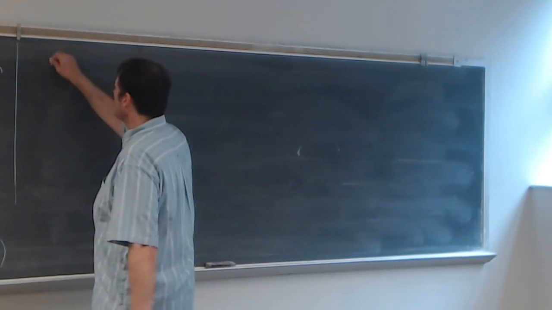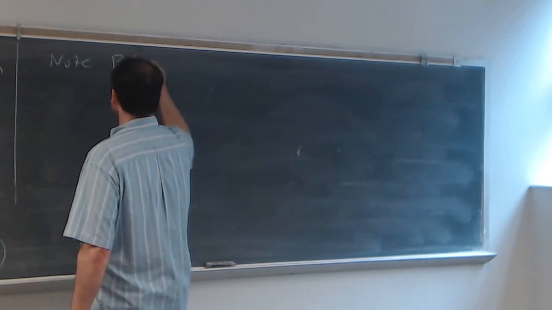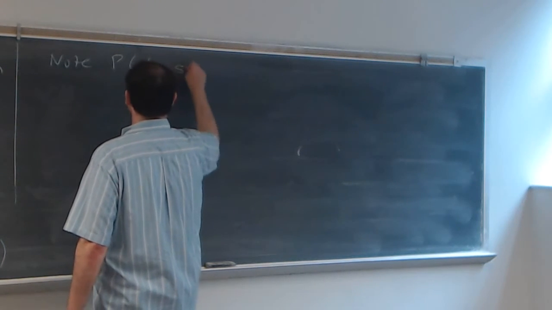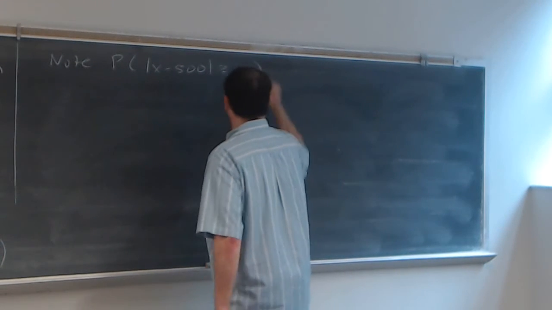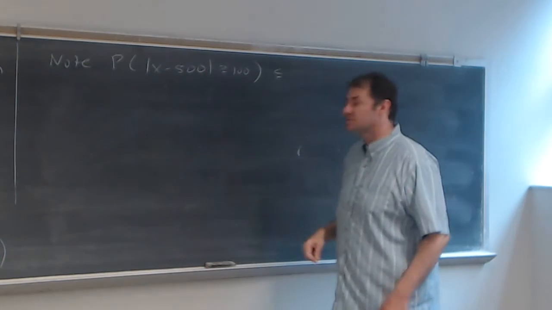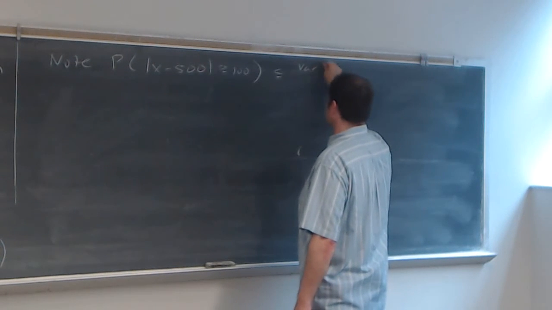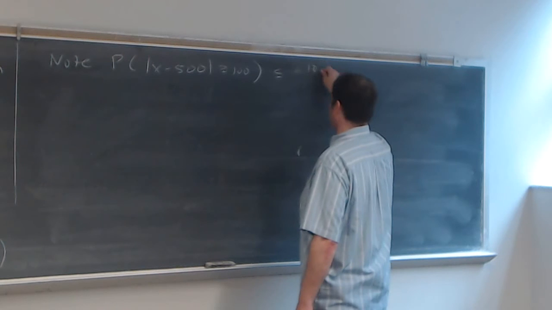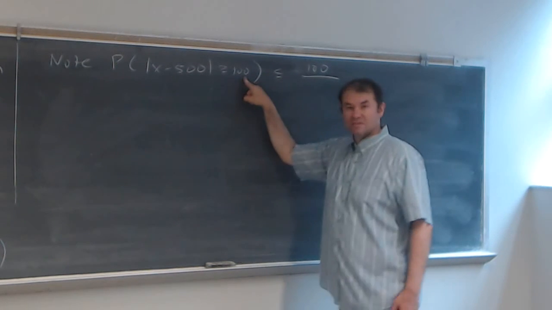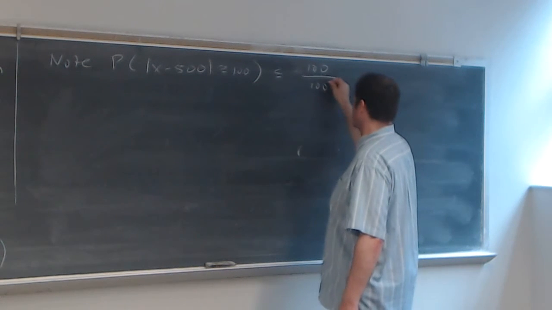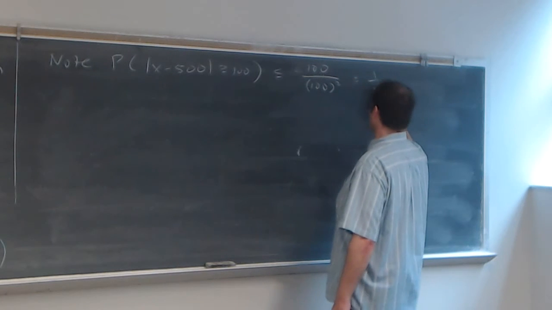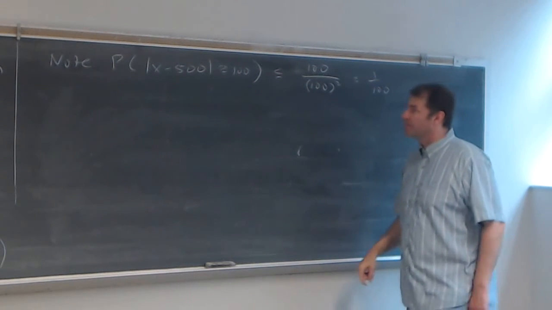So, note, the probability that the absolute value of X minus 500 is greater than or equal to 100 is less than or equal, by Chebyshev's inequality, to the variance of X, which was 100, I think, over this k squared, which is going to be 100 squared, and that's equal to 1 over 100.